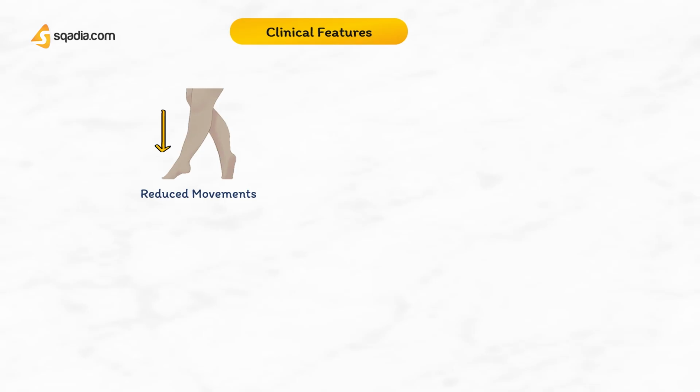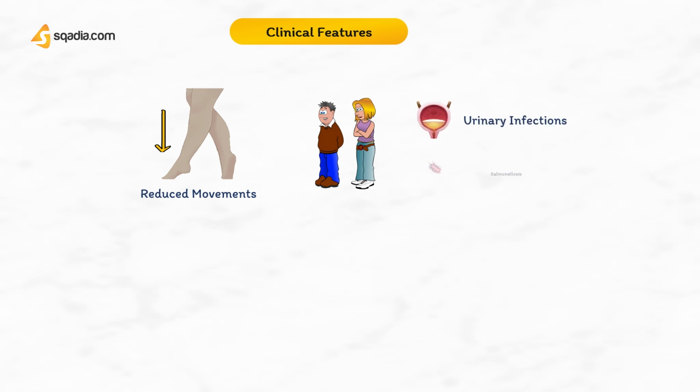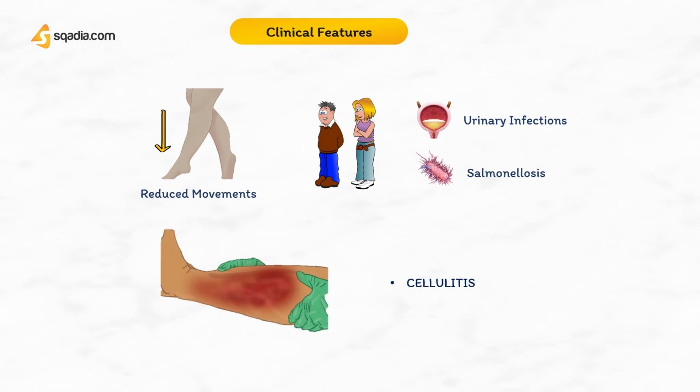Then we have the clinical features, which include pain, swelling, and reduced movement. In adults, the onset may be insidious. A history of recent urinary infection or salmonellosis may be reported. Cellulitis or specific signs such as gonococcal rash may be found. Septic arthritis must be differentiated from acute rheumatoid arthritis, osteoarthritis, gout, pseudogout, or reactive arthritis.